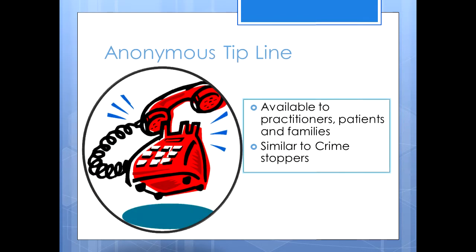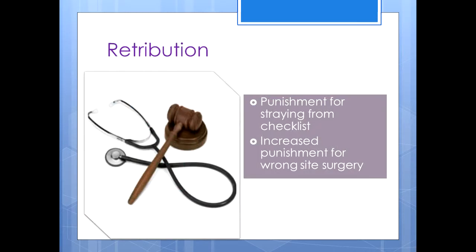Another idea to reduce wrong site surgery occurrence is to set up an anonymous tip line where healthcare practitioners can anonymously inform the authorities if standards are not being met. Combine all of these ideas with harsh punishments for not following proper procedure, and wrong site surgeries will be reduced.